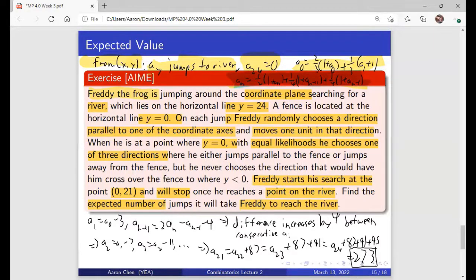And so we can see from this first equation that it just simplifies down to a_1 is equal to a_0 minus 3. Excuse me for a second.